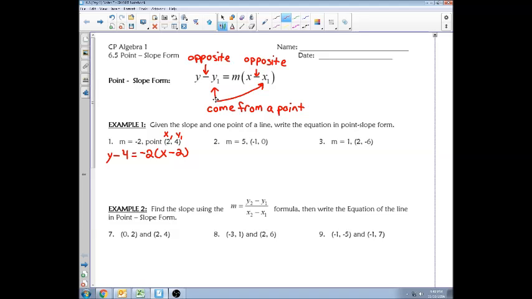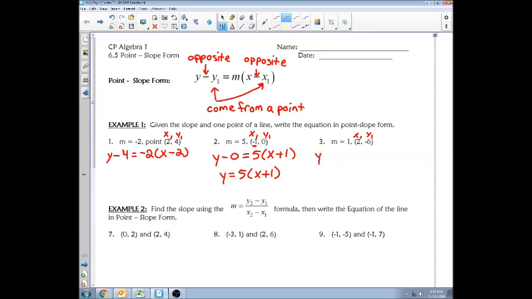Okay? On to the second problem then. We have x1 and y1 as our point. So it would be y minus 0 is equal to our slope times x opposite of our point. This was a negative 1, so we used a positive 1. Now, we don't necessarily need to write y minus 0, so it would be y equals 5 times x plus 1.